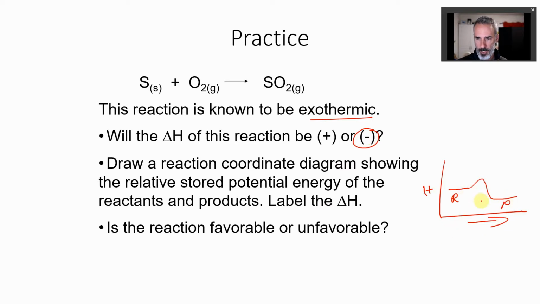And they said label the delta H, so I'm going to go from reactants to products. It's going to be negative something. And then it says, is the reaction favorable or unfavorable? Definitely favorable. You remember that it's kind of like skiing. If you go downhill, it's way easier than if you have to gain energy, right? That's much harder. I would not say it's a downhill reaction. It's a favorable reaction because the delta H is negative.